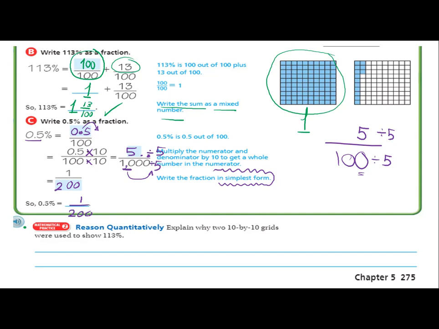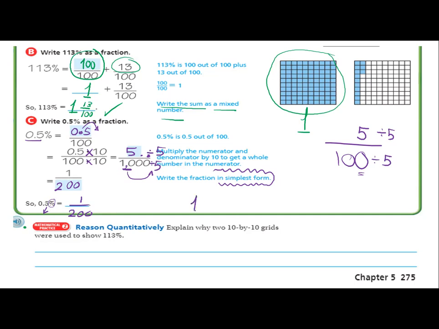So look, 0.5% or 5/10% equals 1 over 200. 5/10% equals 1 out of 200. Do you get it? Okay.